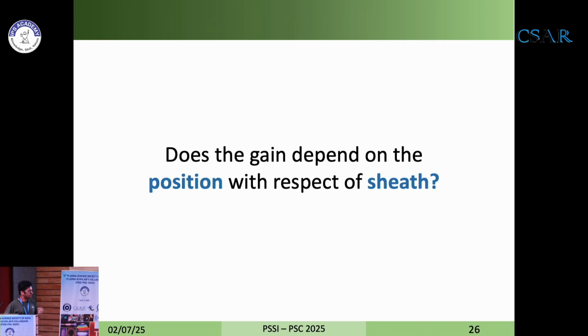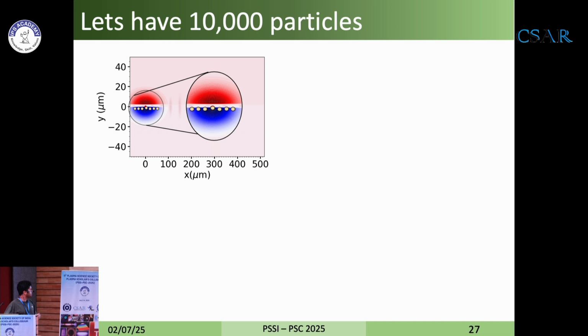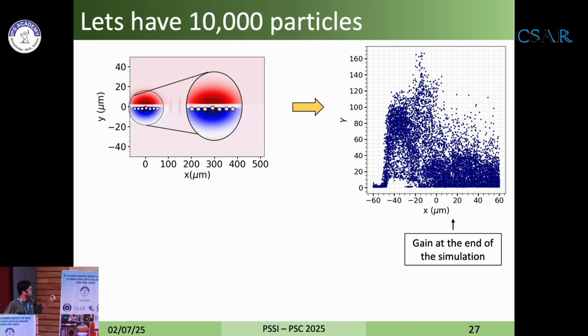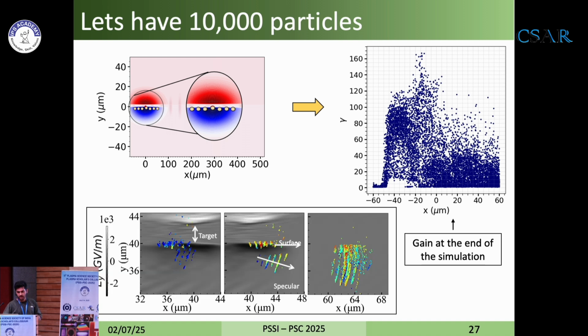So next, where the particle originates and is injected, does that play a role in the interaction? So we have, let's say, 1,000 or 10,000 particles injected at different positions with respect to that sheath field, and we have this plot. If the particle originates slightly before the sheath field, it helps to gain a slightly higher value. This is the gain at the end of the simulation. And next, you see that it matches with the PSC, where the particles were slightly behind the sheath field, and further they were enhanced in the presence of the sheath field.